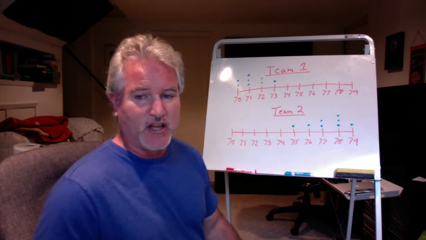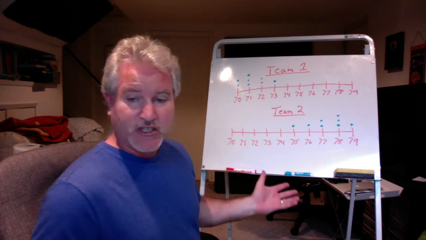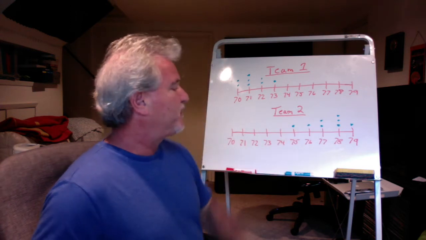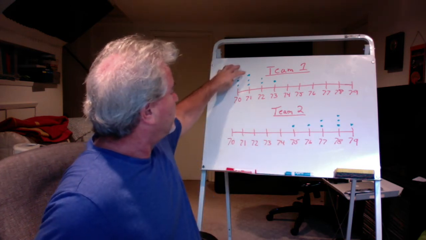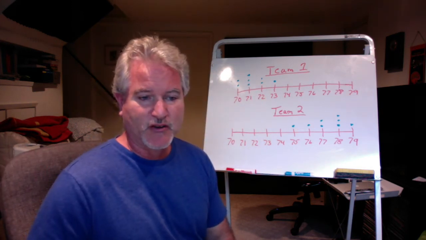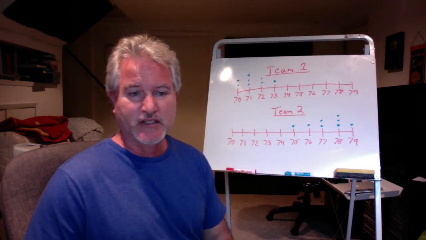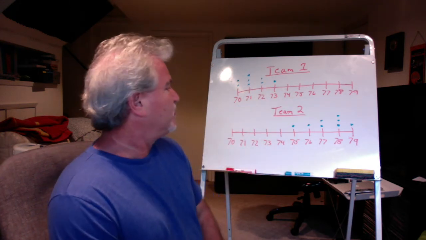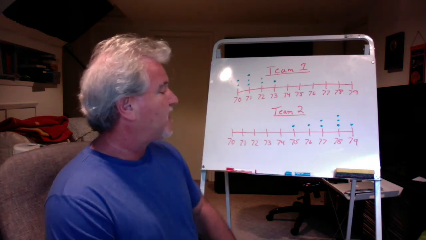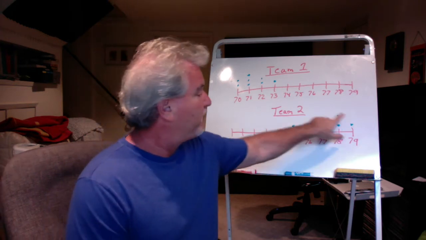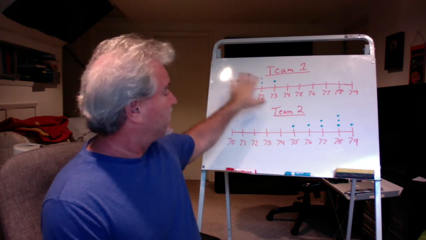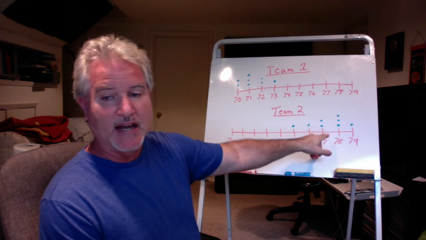So if I asked you a question like how many players are on team 2, you would just count up the blue dots. 1, 2, 3, 4, 5, 6, 7, 8. So there's 8 players on team 2, and 1, 2, 3, 4, 5, 6, 7, 8 on team 1. So if I asked you how many players are on each team, 8 players on each team. You can see that. If I asked you which team had the taller players or the shorter players, you could look at the plot diagram and see that on team 2, most of the players are taller than team 1. So you can see that just from looking at it. You don't have to count anything.